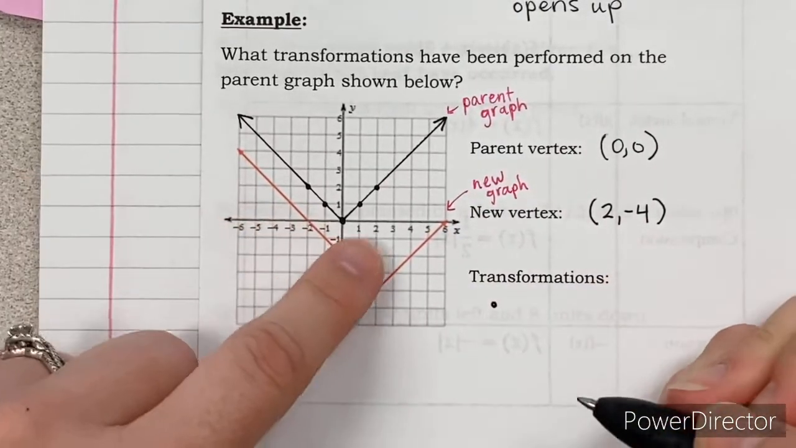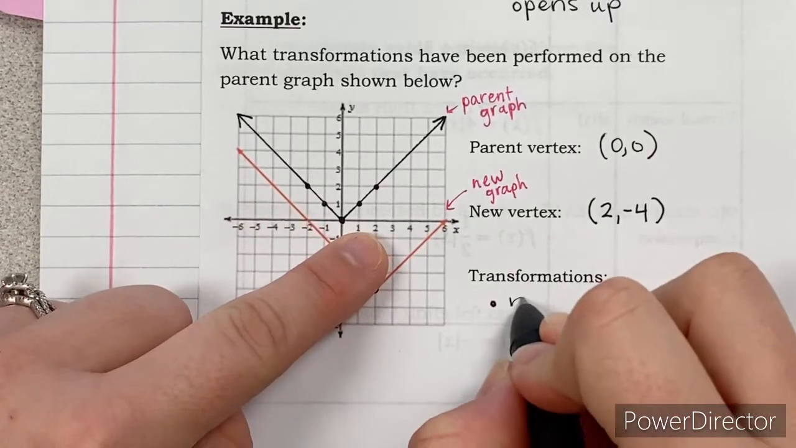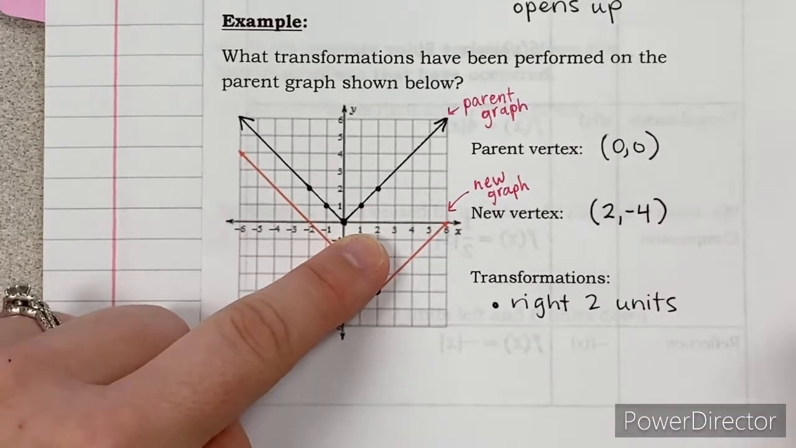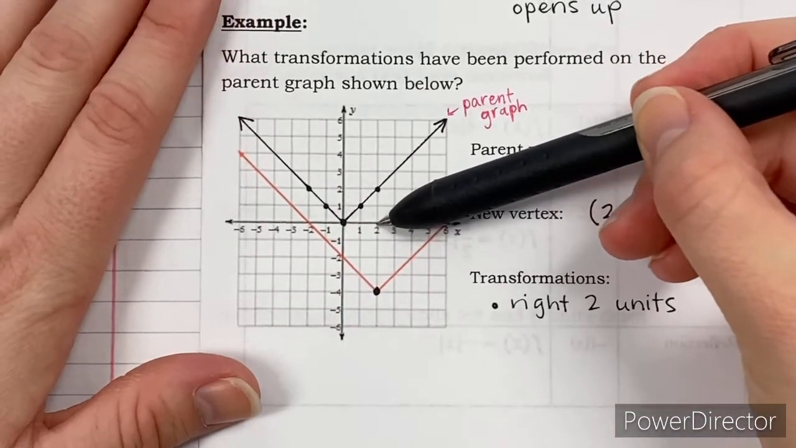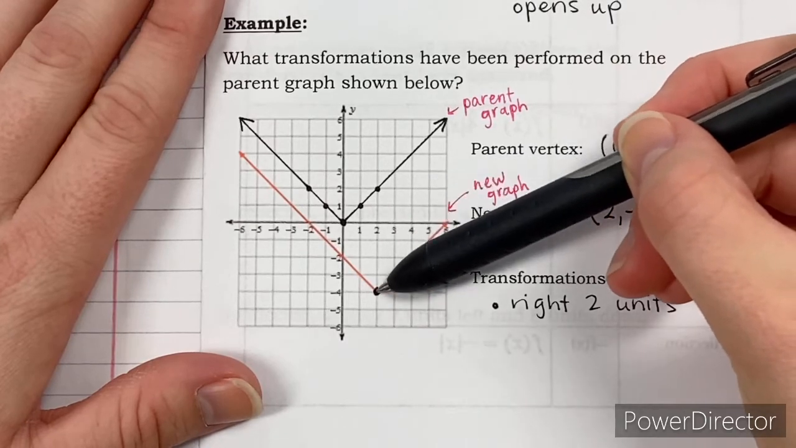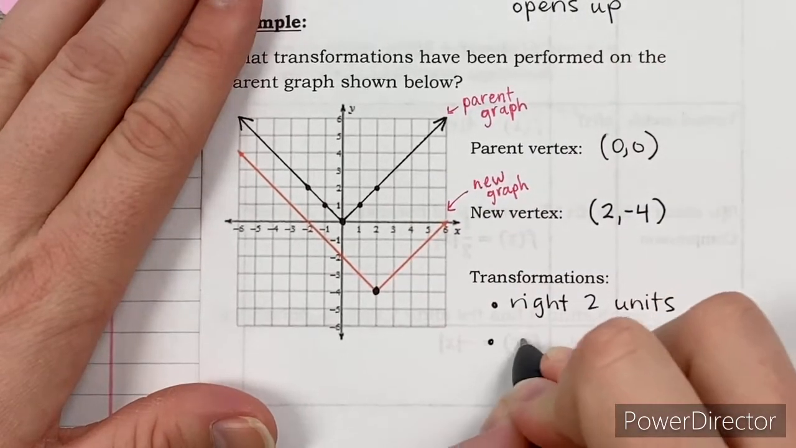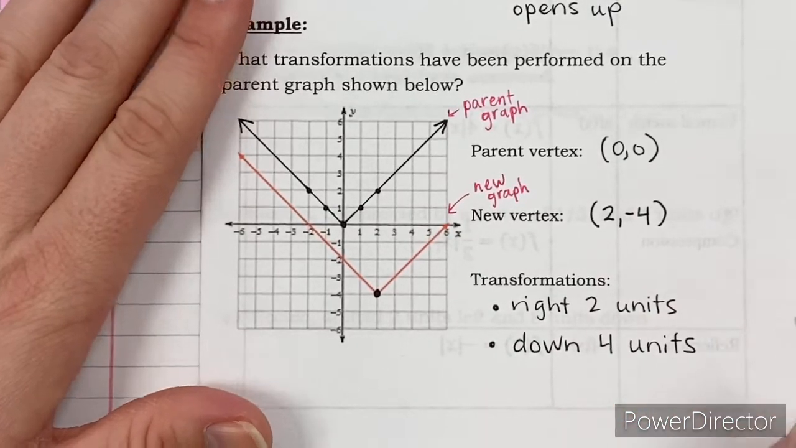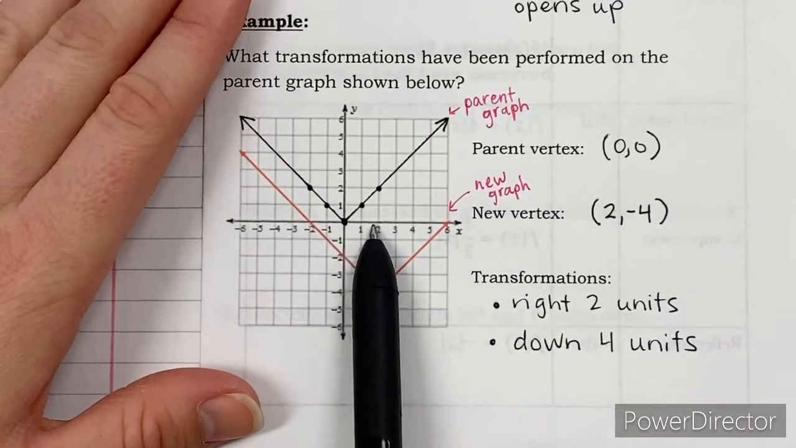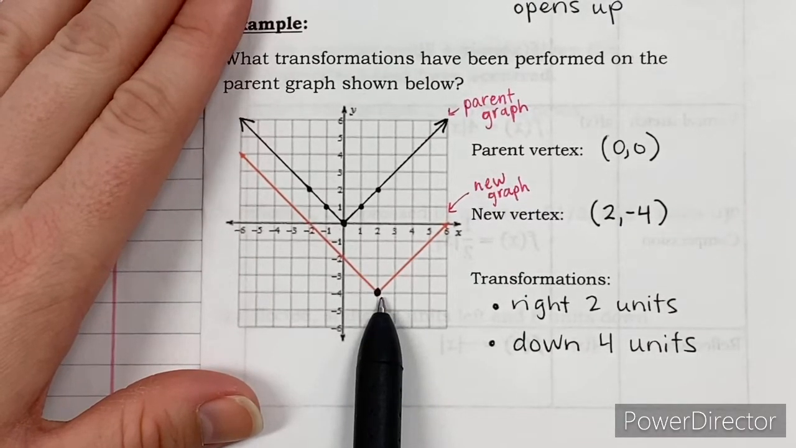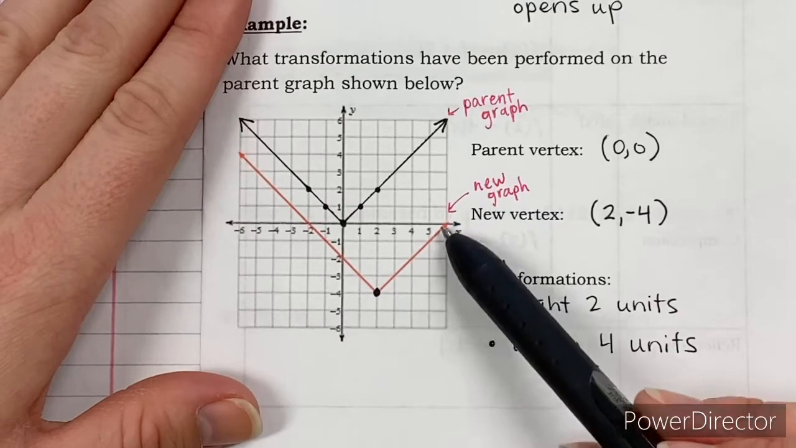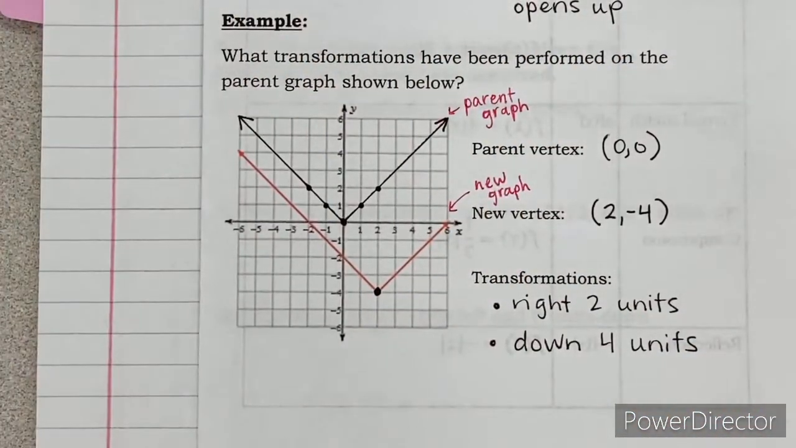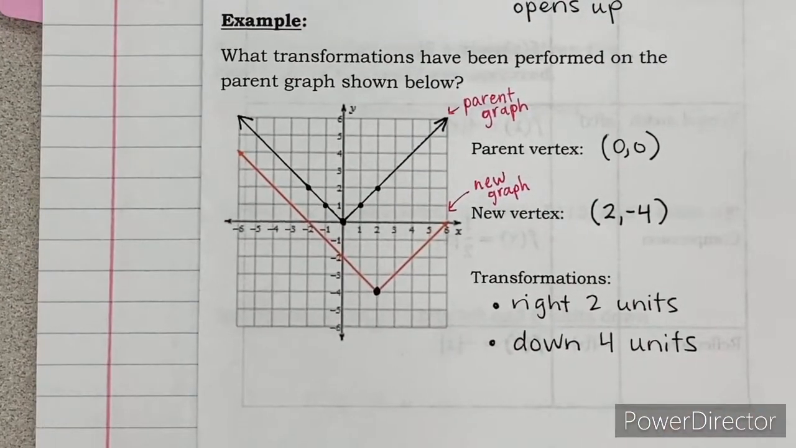The first one would be that we would need to move it right 2 units, because if I move it right 2 units, then I'm right here. The next thing that I would need to do is go down 4 units. So the transformations are right 2 units and then down 4 units. The slope is still that 1/1, so the width of the V didn't change at all. So these are the only 2 transformations that have occurred.